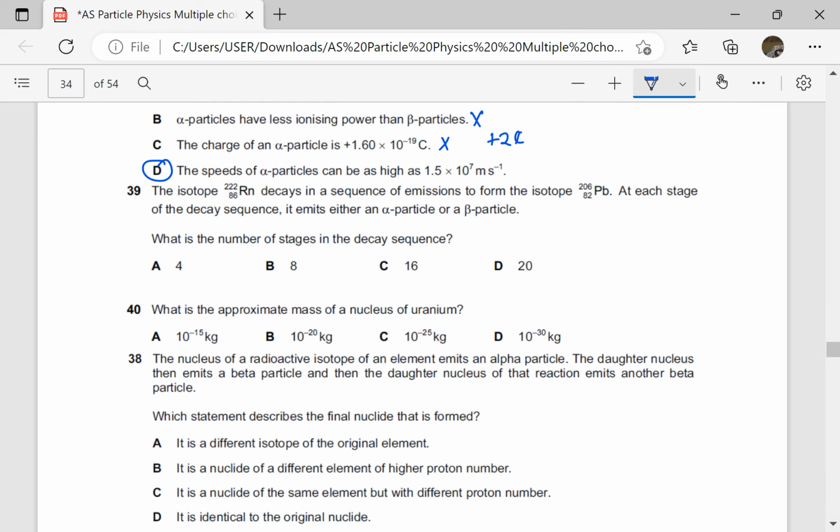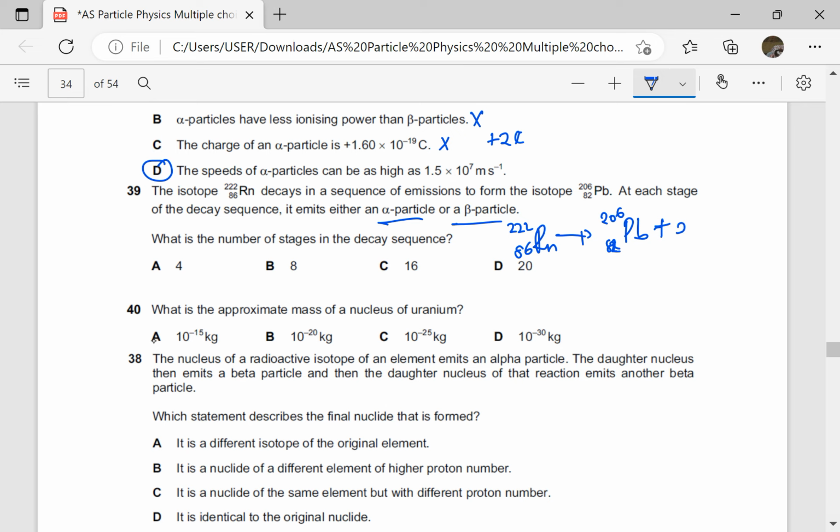The isotope Rn 222 86 decays in a sequence of emissions to form isotope 206 82. At each stage of the sequence, it emits either an alpha or a beta particle. What is the number of stages in the decay sequence? Rn 222 86 decays to give us Pb 206 82. Let's find how many alpha particles are emitted and how many beta particles are emitted. The total will be the number of stages in the decay sequence.